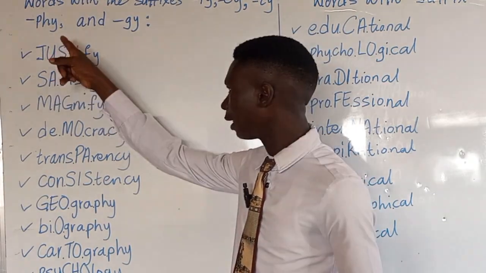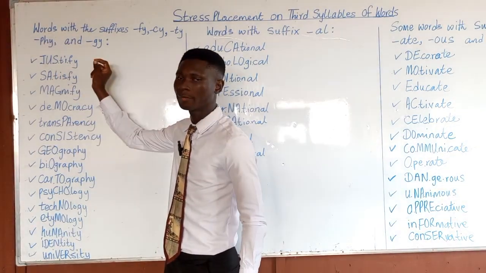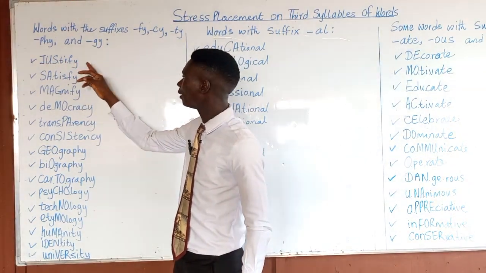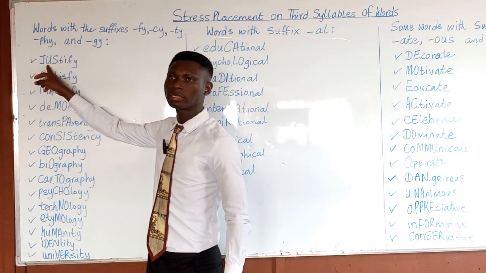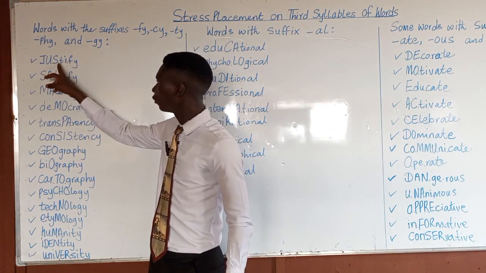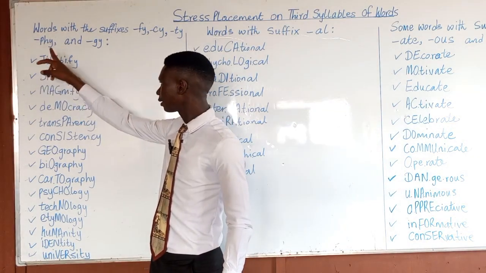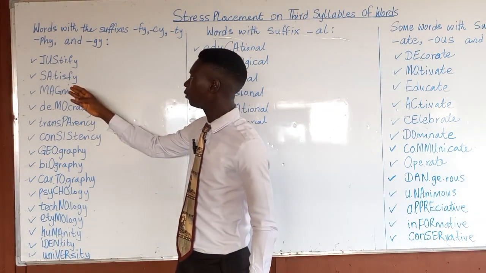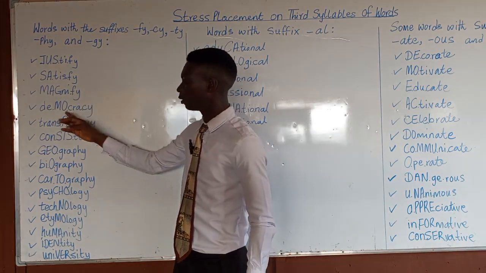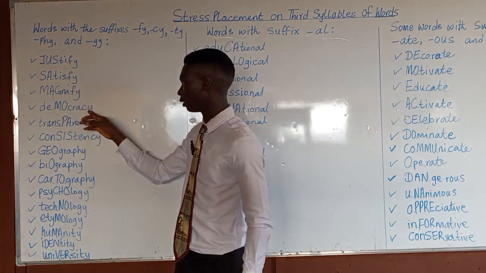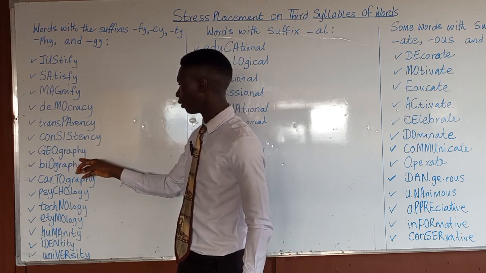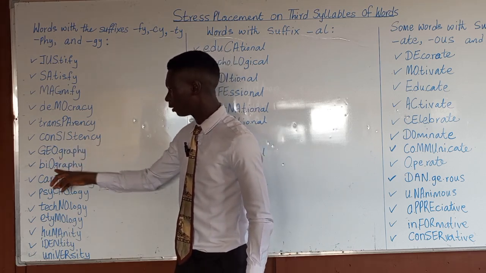All right, so we have just as the first syllable, ti, and then fy. So in this 3-syllabic word, we have the stress on the third syllable from the end when you're counting from here. 1, 2, 3. So justify. We have also satisfy, magnify, democracy. Note this, democracy, transparency, consistency, geography, biology. Note this particular word.